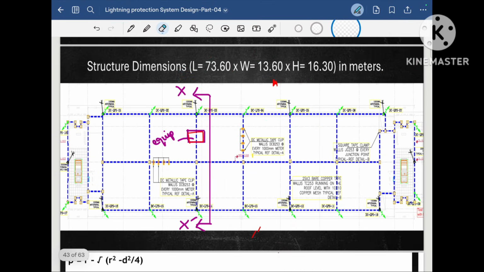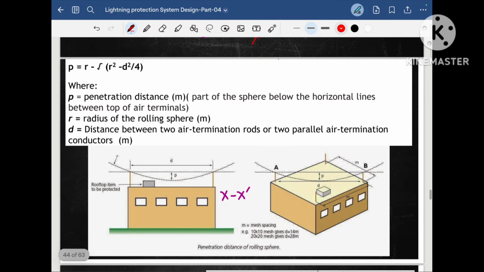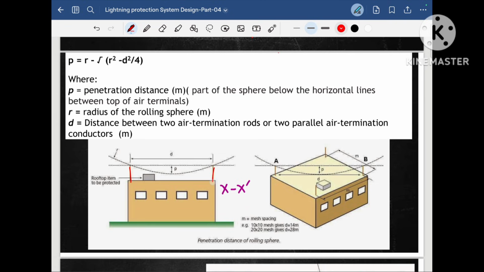Now let us consider that there is one equipment on the roof floor. As we have seen, there is an imaginary rolling sphere, and this imaginary rolling sphere will rest on the lightning arrestor. I will make a cross section for this view. So let us consider this is that view. These are the two air terminals and the rolling sphere is touching these air terminals, and here is our equipment which is placed on the roof floor.